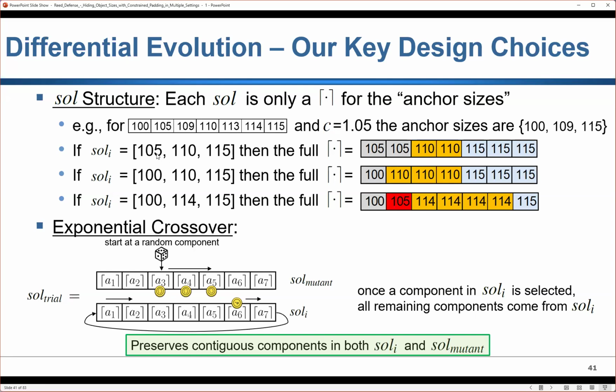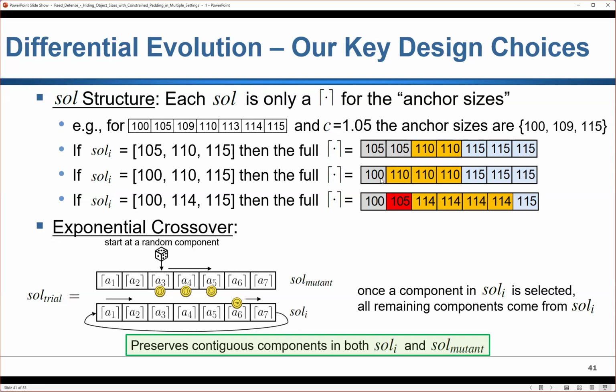So 100, in this first example, 100 pads to 105, 109 pads to 110, 115 pads to itself. This then gets turned back into a full padding scheme in the following way. You pad, so for instance, 100 padded to 105. So 105 stays at itself, 109 padded to 110, and then everything else pads up to 115.